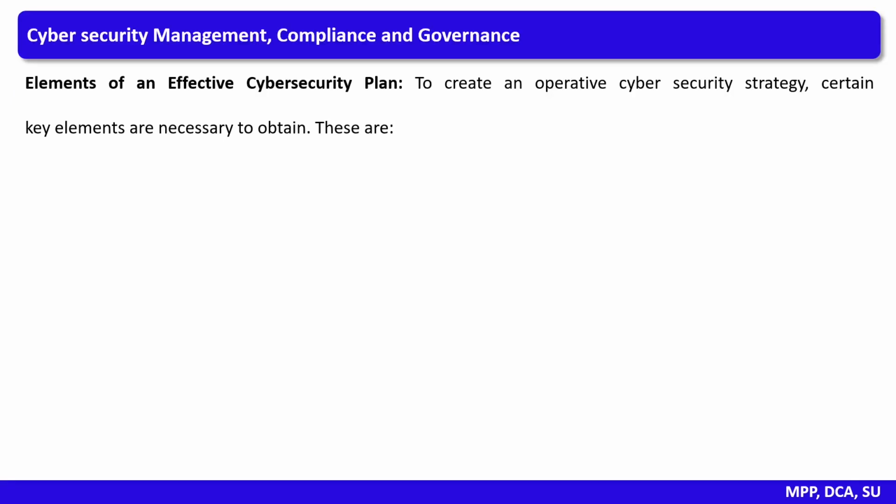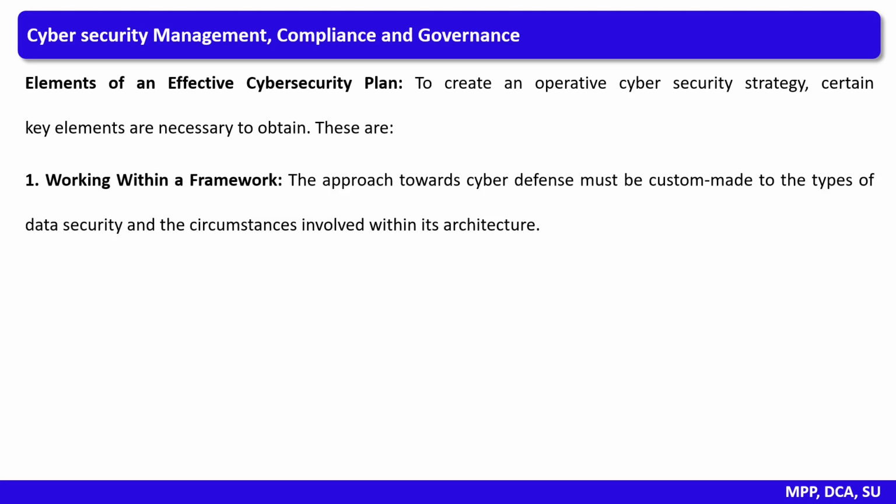Now let us discuss elements of an effective cybersecurity plan. There are identifiably 8 crucial elements of an effective cybersecurity plan. These elements are mandated in order to create an operative cybersecurity strategy. These elements are working within a framework.